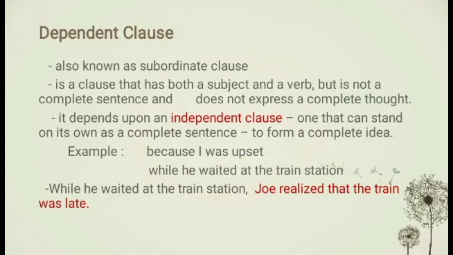Some examples of dependent clauses include because I was upset, while he waited at the train station. You can see that each of these clauses has a noun and a verb, but they also have an additional word, the subordinating conjunctions because and while, which makes the clause feel incomplete. These clauses must be attached to an independent clause to be a part of a complete sentence. For example, while he waited at the train station, Joe realized that the train was late.